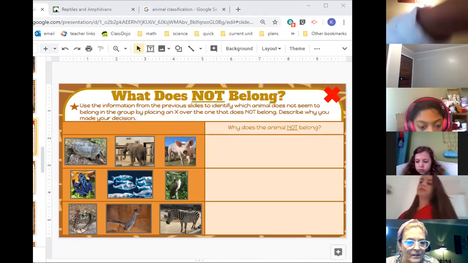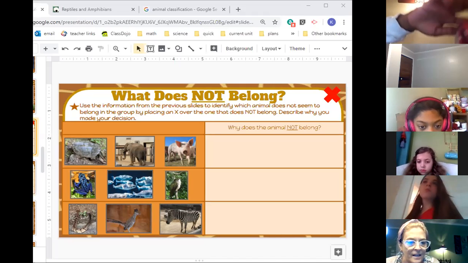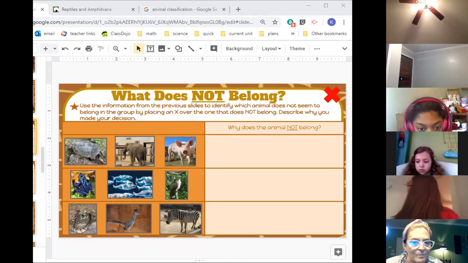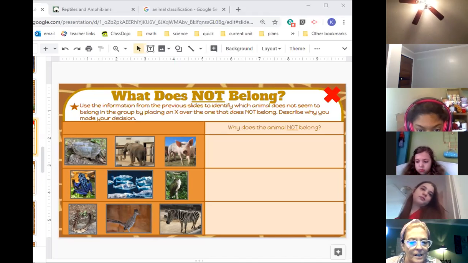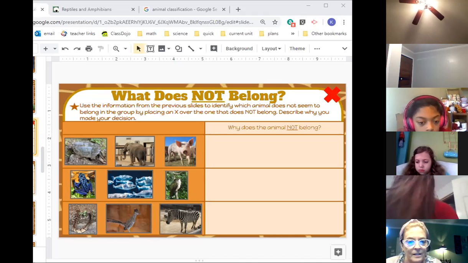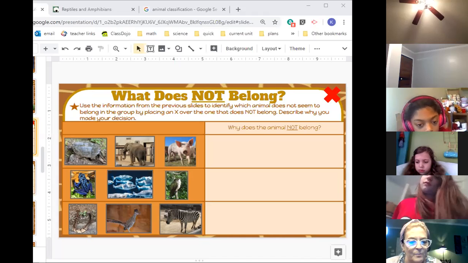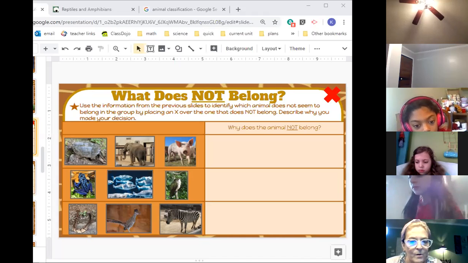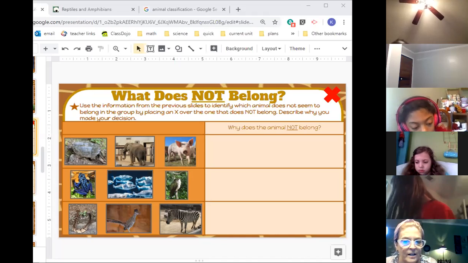So, okay, several people have typed the snake. Oh, somebody added that the bird is a roadrunner. Interesting. Zion says zebras give birth to live animals. Sydney also said the zebra because they have live babies. So they're a mammal. All right, anybody else have an idea?